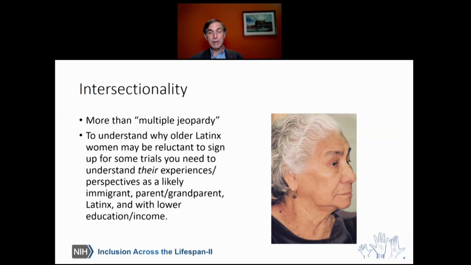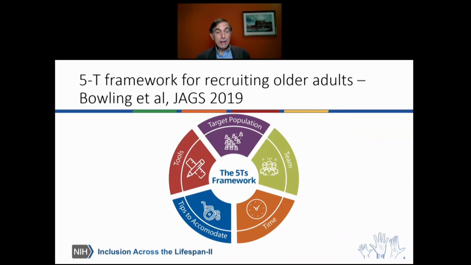your clinical trials. Now, of course, providing materials in Spanish, appealing to family values will be helpful in that process, but you need a more holistic understanding of the situation that she's living in to be able to bring her to a clinical trial.